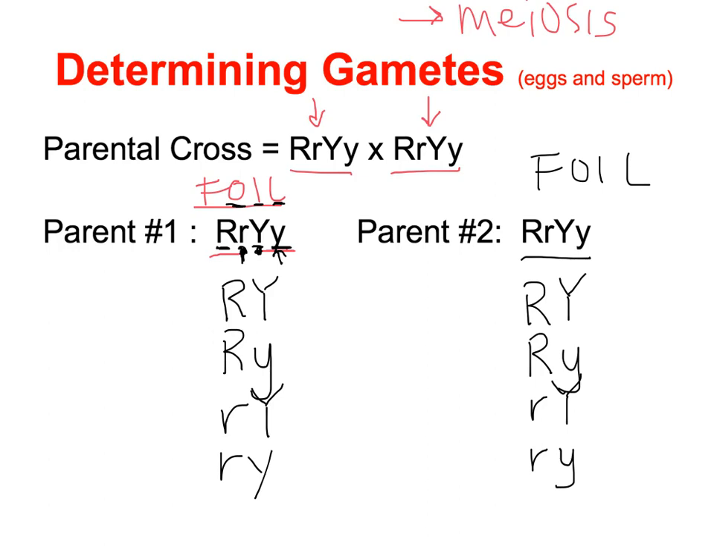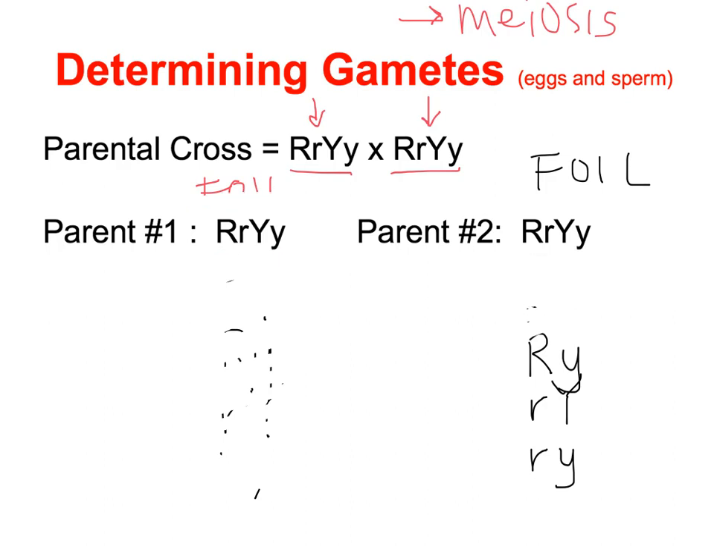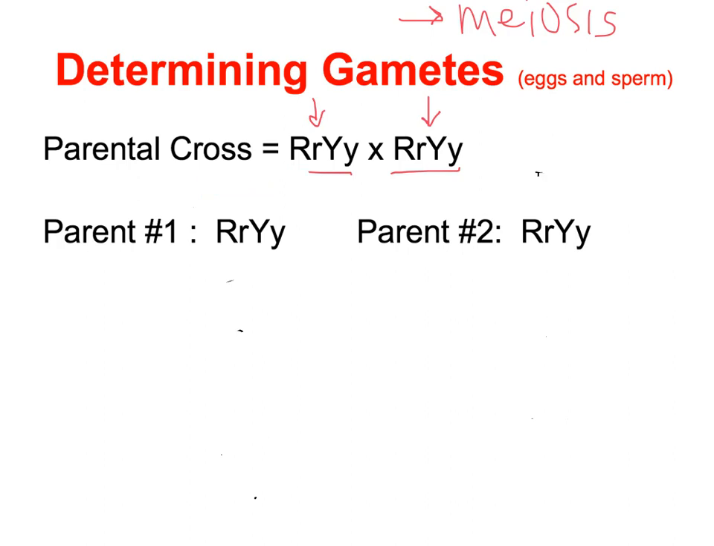Now I want to show you one other thing. There's another strategy that you can use, and just give me a minute here so I can try and erase all of this. And that is to create a Punnett square for each of the parents to figure out the gametes. So if you want to use this strategy, you get the same results. So here we go. I'm going to create a little Punnett square for parent number 1.